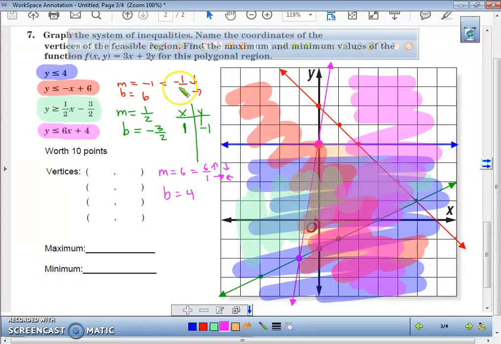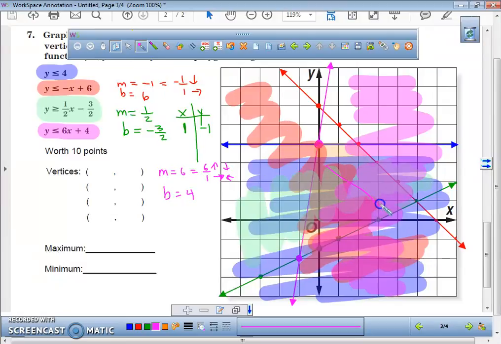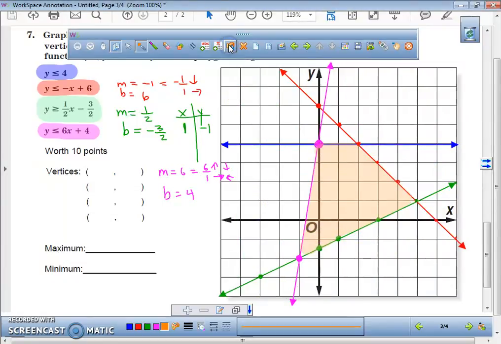Where they all intersect is right here. I'll put it in orange. Right there. It's kind of hard to see. That's why I saved all the shading to the very end, because it looks a little ugly. When you finally figure out where everything overlaps, it all overlaps in this region. This is your solution region, also known as your feasible region.